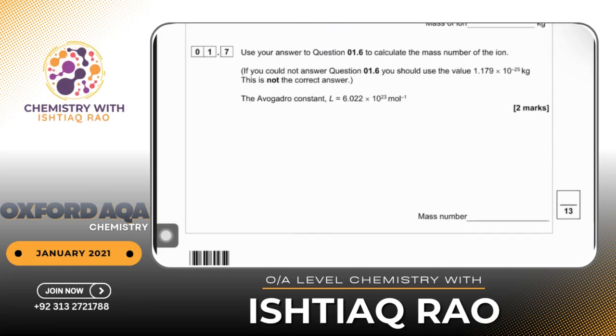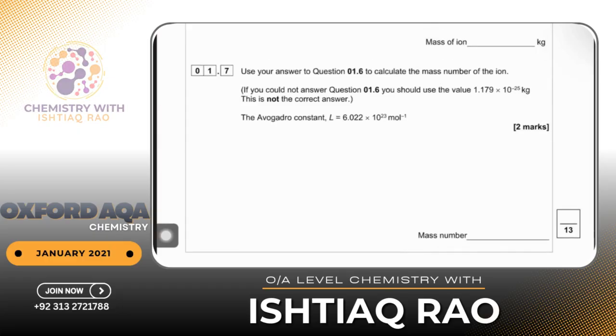Use your answer to question 1.6 to calculate the mass number of the ion. So I got the mass, that is 1.2 times 10 to the power negative 25 kg. I have to convert this into grams as well, right? Then I have to multiply this with the Avogadro's number. Okay, so mass number of the ion.